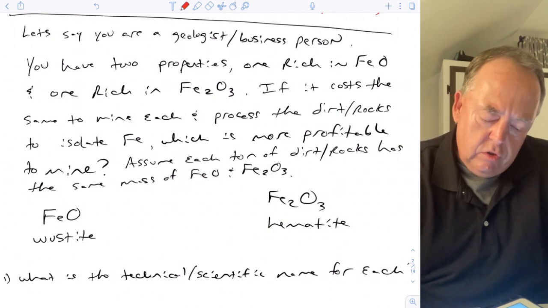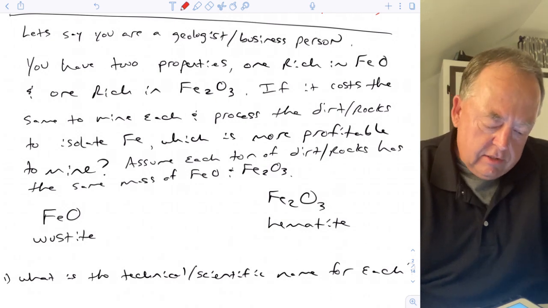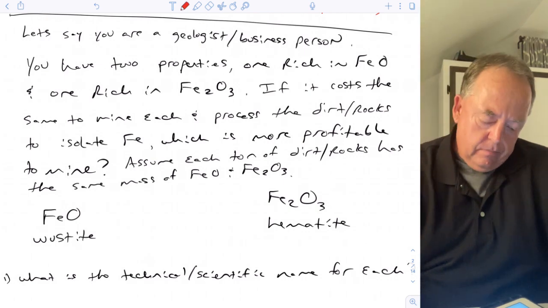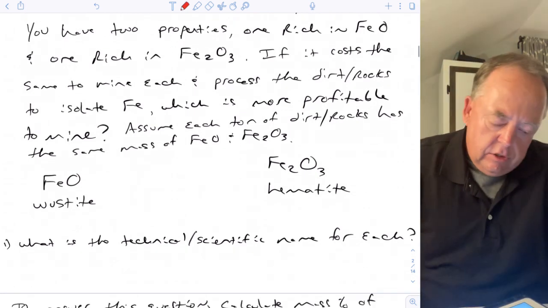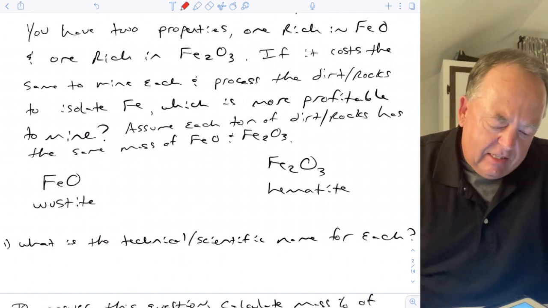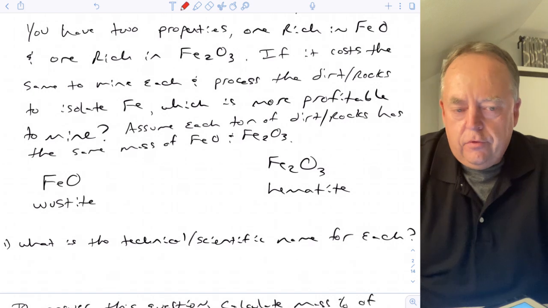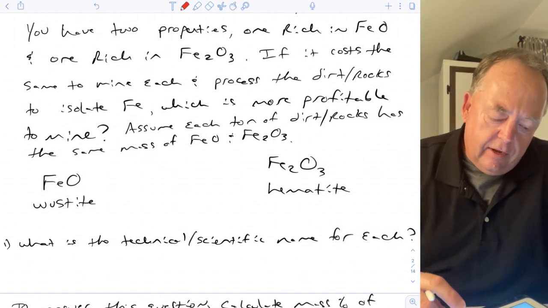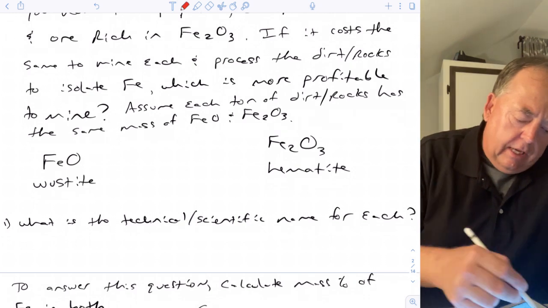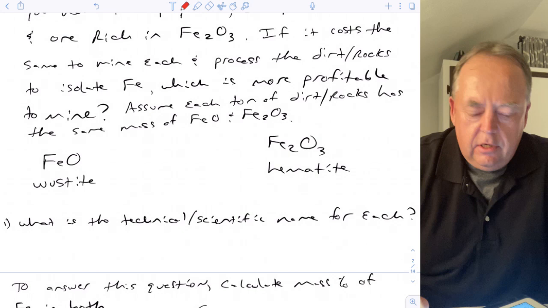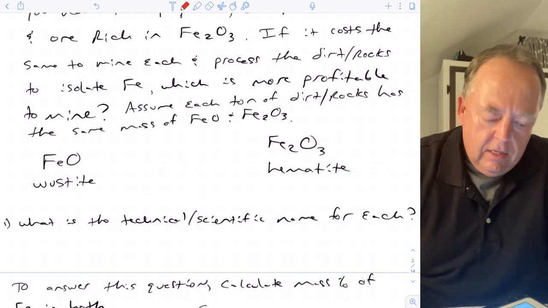And we'll assume each ton of dirt or rocks has the same mass of FeO and Fe2O3 in them. Okay, so FeO is known as wüstite, Fe2O3 is known as hematite. So that's the common trivial name for them. So what would be a technical name? What's the technical name or scientific name for FeO? Well, Fe, iron, is a transition metal, right? So you need to know what the charge on it is because it's going to have Roman numerals in the name. So how do you know what the charge on the metal is?